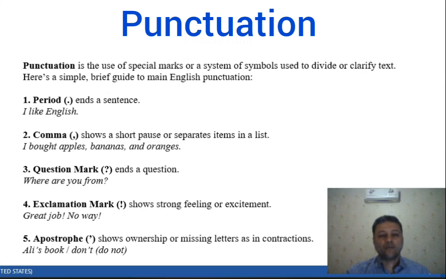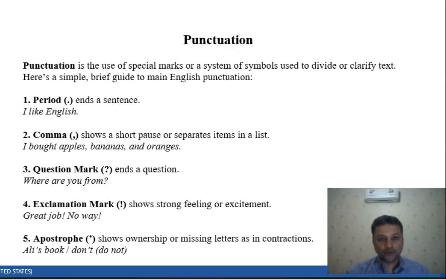Today's lesson is about punctuation. All right. Of course, I have to define punctuation first. It's the use of special marks, as you can see, right, or a system of symbols. Why do we use it?